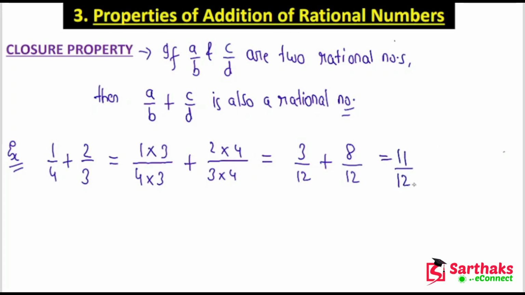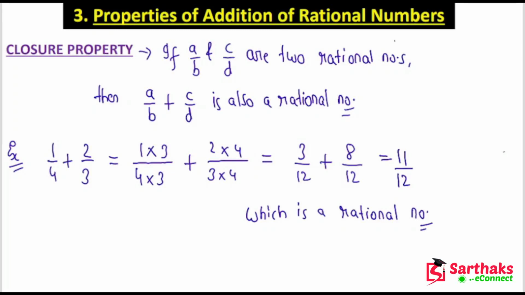Now clearly 11 upon 12 is also a rational number. So what you will write? You will write 11 upon 12, which is a rational number. So you can see we have added two rational numbers and we got a rational number. It is true for all rational numbers. Even if you add 0 to 1 by 2, then also you will get 1 by 2. Again, 0 is also a rational number, and half is also a rational number. Similarly, you can verify the result for all rational numbers and you will get the same result. So closure property is one of the simplest properties on addition of rational numbers.